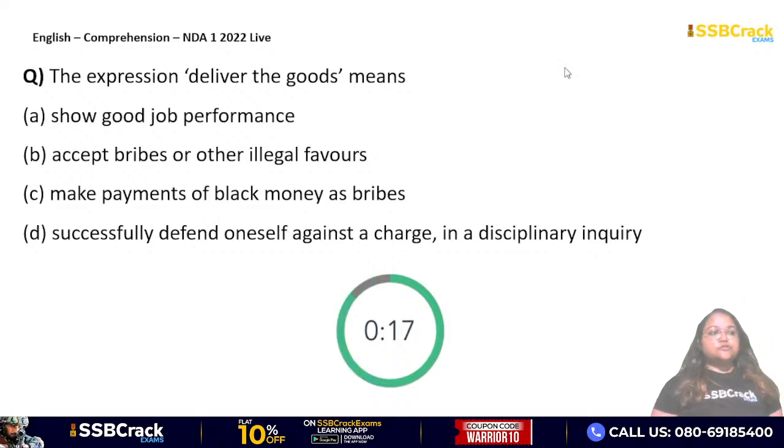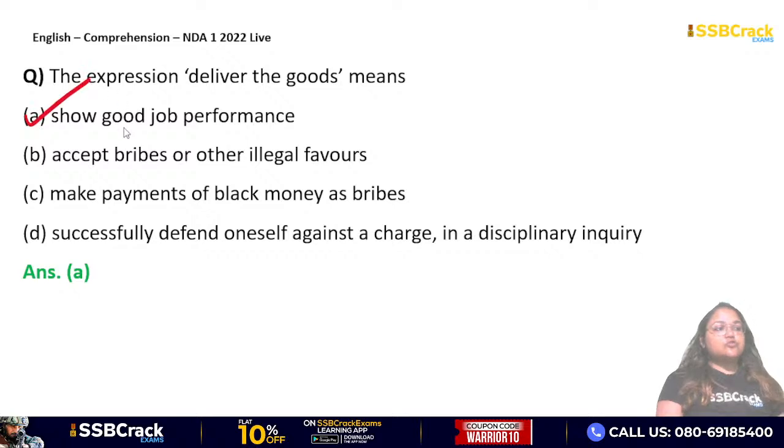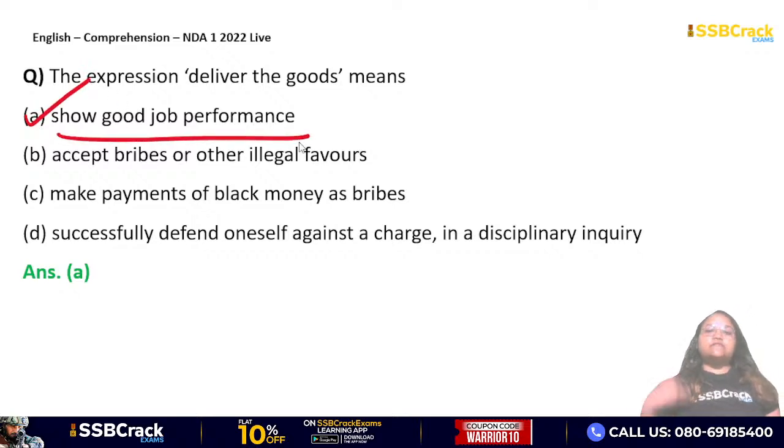Yeah, this was the question, right? The expression deliver the goods means. So it basically means option A, show good job performance. That is what deliver the goods means. That means that you are giving what you have promised to do. So you are showing good job performance. So option A will be your correct answer, right?